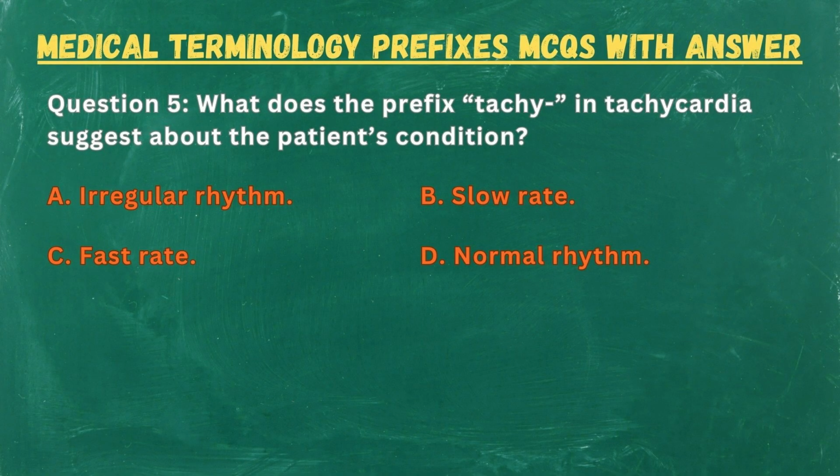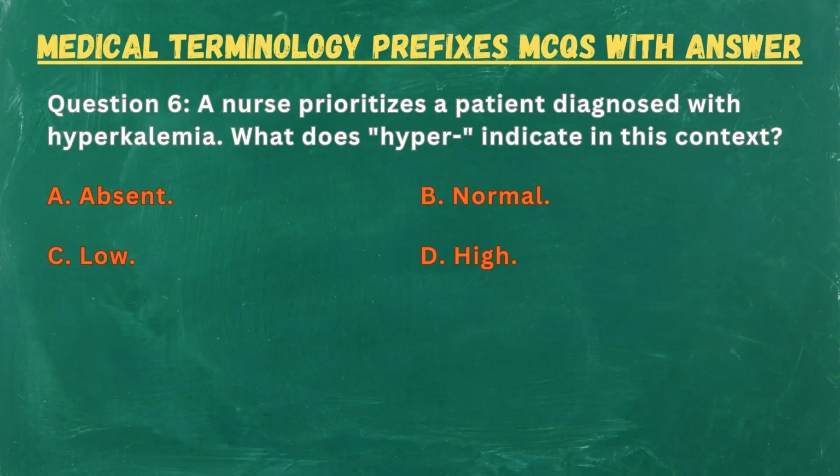Question 5. What does the prefix tachy- in tachycardia suggest about the patient's condition? A. Irregular rhythm. B. Slow rate. C. Fast rate. D. Normal rhythm. Answer: C. Fast rate.